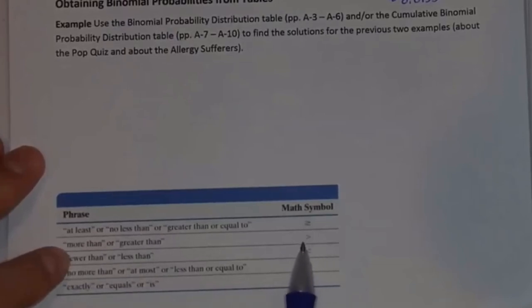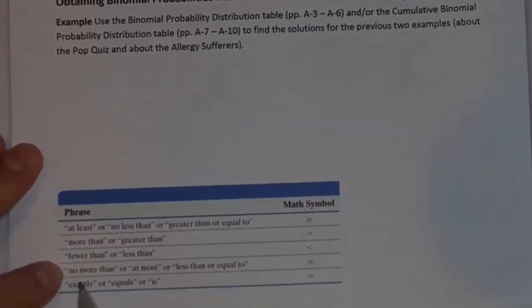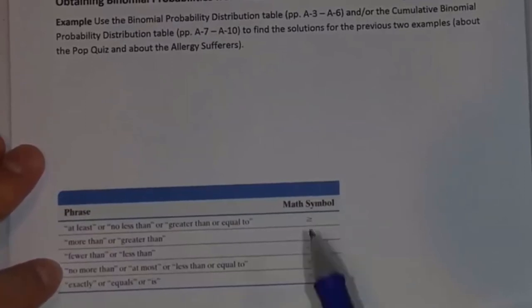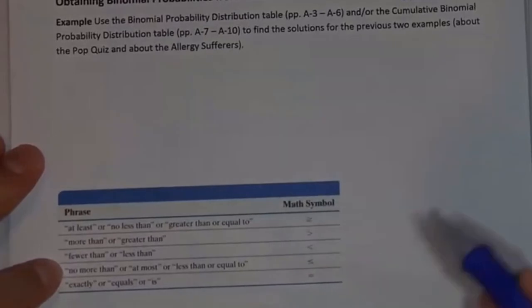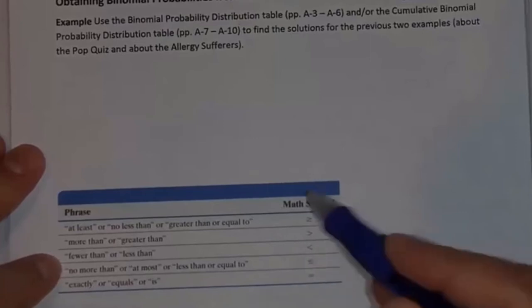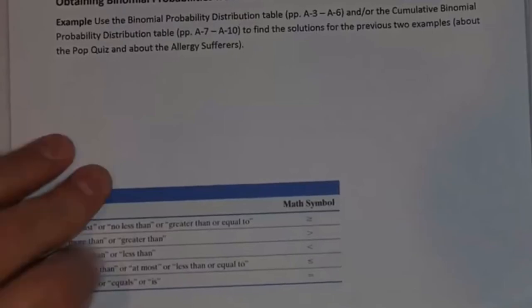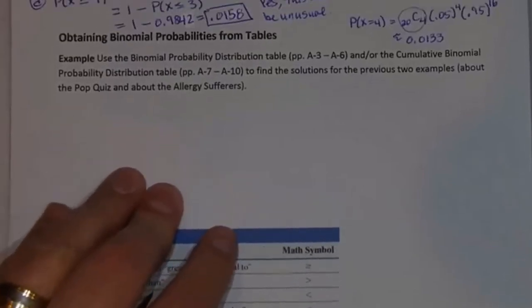So would it be unusual to find more than 4? That would mean greater than 4, not equals to. Fewer than or less than means less than. No more than, at most, and less than or equal to mean less than or equal to. And is exactly, or equals, or is means equals. So it's really important that you interpret correctly. Depending on the phrasing of the question, it's going to mean one of these math symbols, either an inequality or an equality, so make sure you pay attention to use the appropriate one.